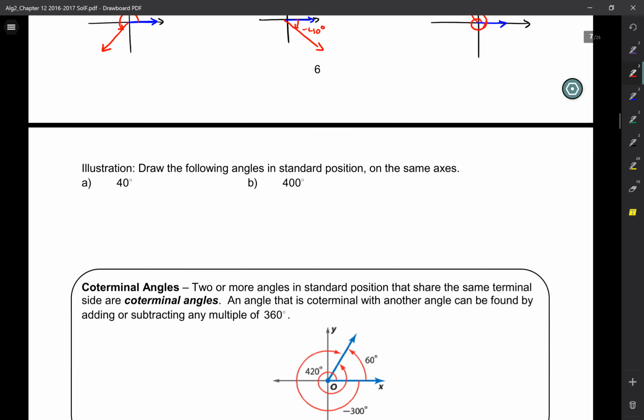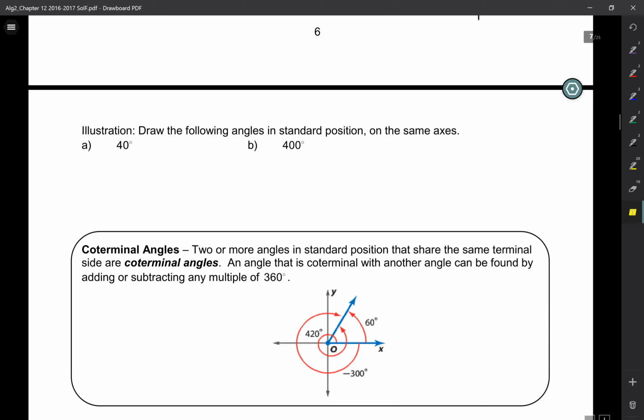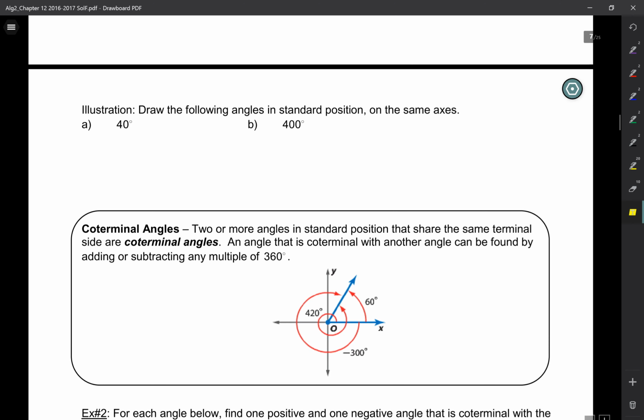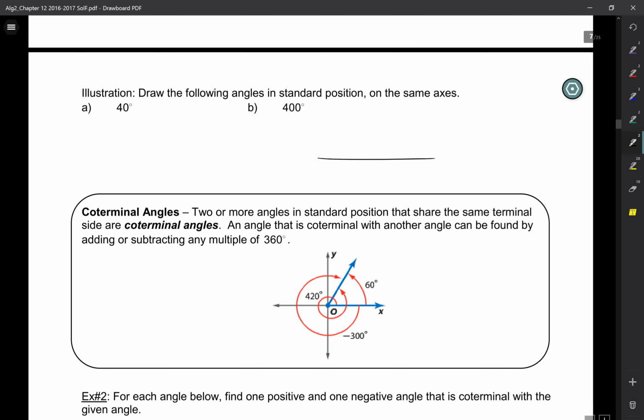Okay, so here's an illustration. We're going to draw the following angles in standard position on the same axes. So let me draw a set of axes. First I want to draw the 40 degrees. So that's my initial side. I go counterclockwise, and that's about 40 degrees, right? Now let's do the 400.